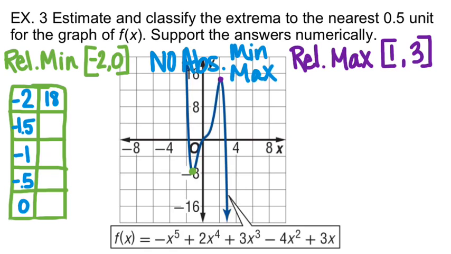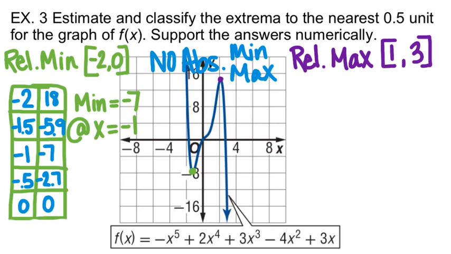Okay, so here are the values that I get from my calculator: 18, -5.9, -7, -2.7, and 0. I already said I think there's a spot somewhere in this section of the graph that is a relative minimum, the lowest point on the graph. So I'm looking at those y values, and I want to see which of these is the lowest number. Well, that's -7. So the minimum value equals -7 at x equals -1.